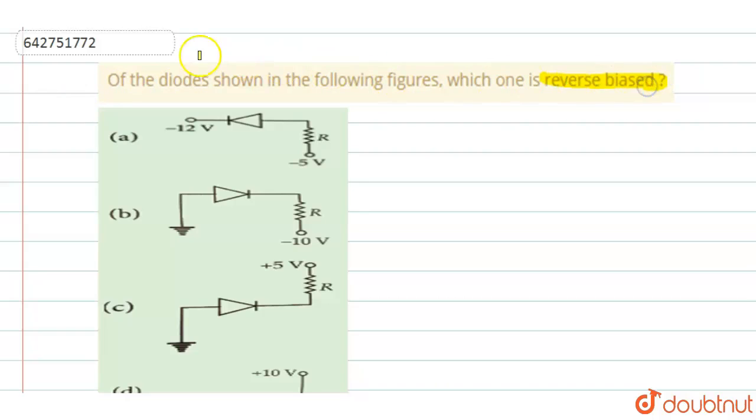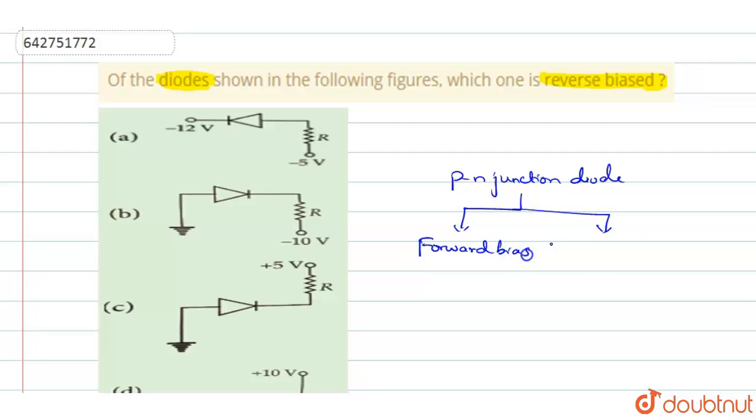Of the diodes shown in the following figures, which one is reverse biased? So when you say it is a diode, you usually call it a PN junction diode. What happens is when you connect it to a battery, you call it biasing. And when you bias it, there are two types of biasing: forward bias and reverse bias.